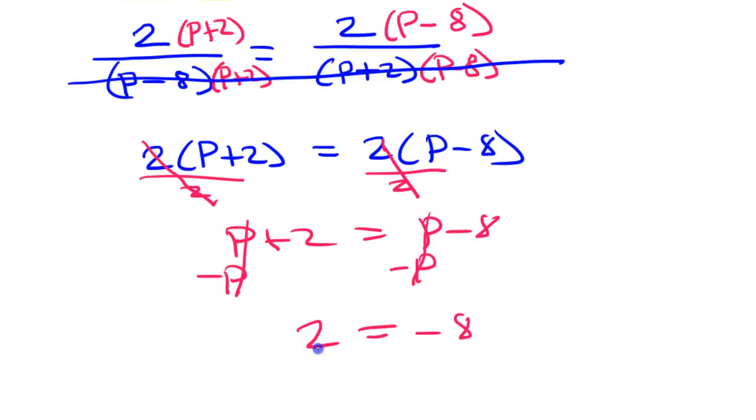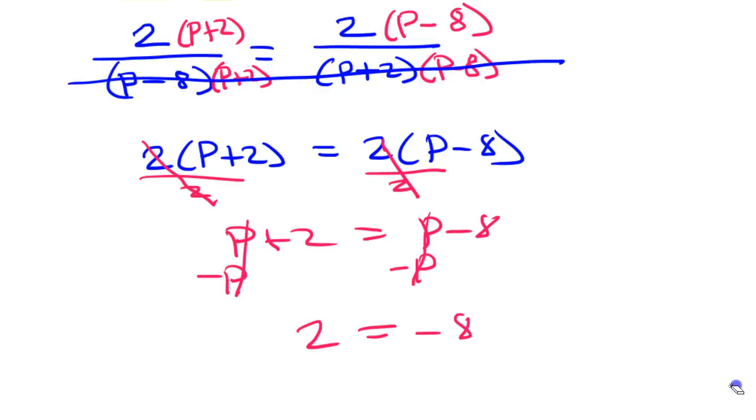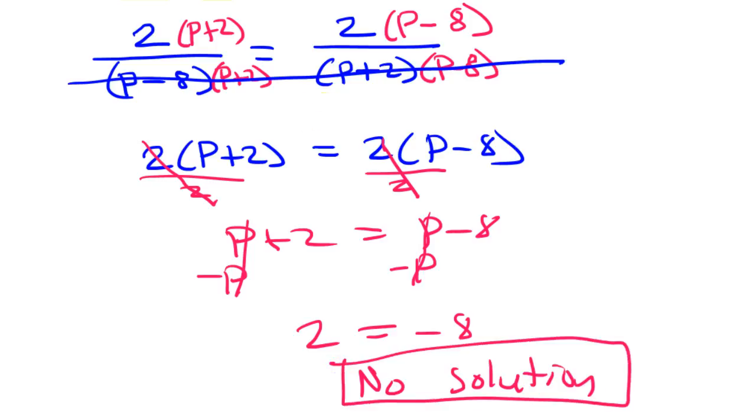When all the variables cancel out and you just have a number equal to a number, if you get a true statement like 2 equals 2, then that's when you say all real numbers. This would mean there are infinitely many solutions. But when you get a false statement like this, like 2 equals negative 8, which is not true, 2 does not equal negative 8, then that tells you that there is no solution. Okay, so this problem is going to have no solution.